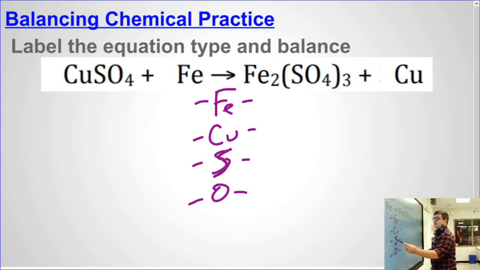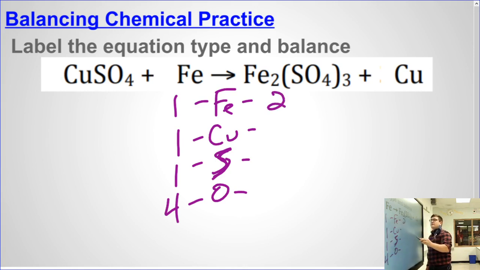This looks a little weird now. There we go. All right, Hudson, what got on the left side? 1 iron. 1 copper. 1 sulfur and 4 oxygen. 4 oxygens. Cool. You confident on the right side? Yeah. All right, what do I got? 2 iron. 3 sulfur. Copper, 1. Okay. 3 sulfur. 12 oxygen. 12 oxygens. Okay. Fantastic. We're looking good, man.